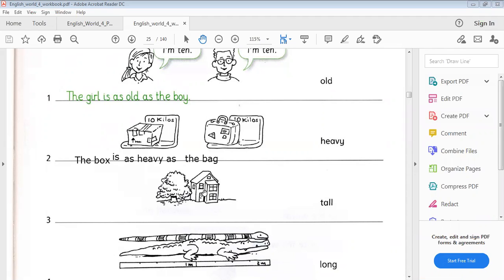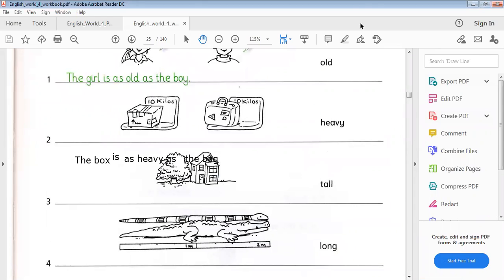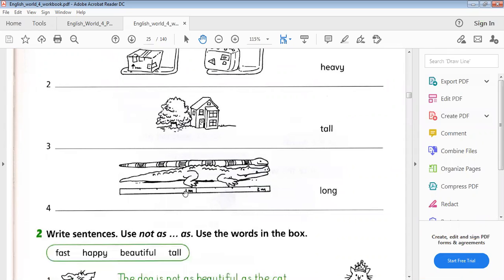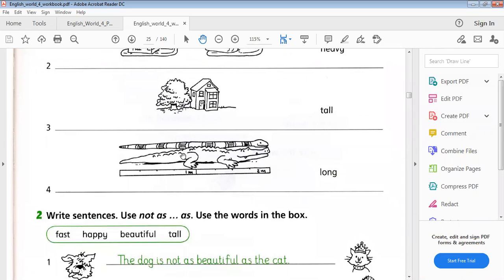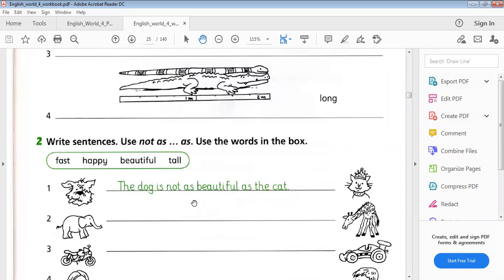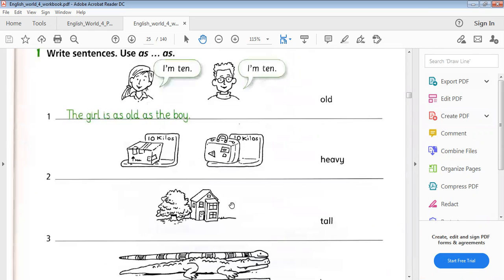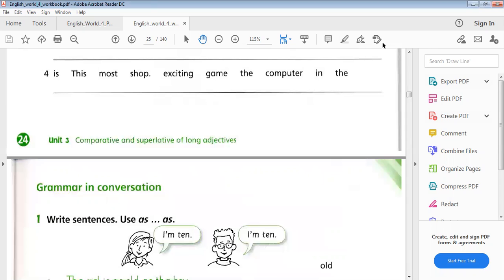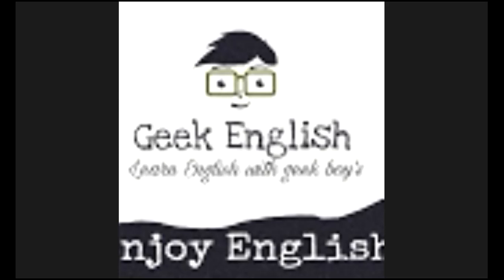The tree and the house. You see, they are the same. So we say the tree is as tall as the house. Here, the snake is as long as the crocodile. Okay, you see, this is as. So the grammar now is done. I hope you understood. If you didn't understand, watch it again and again to understand all of it.